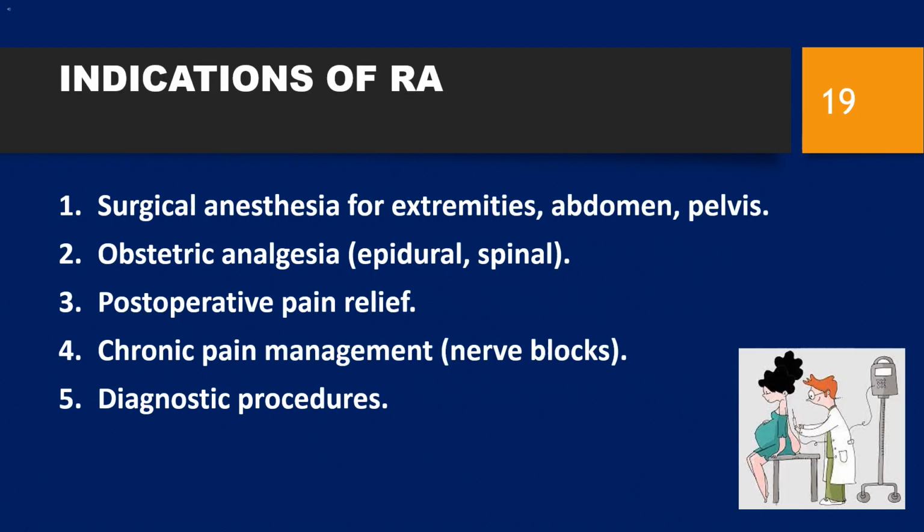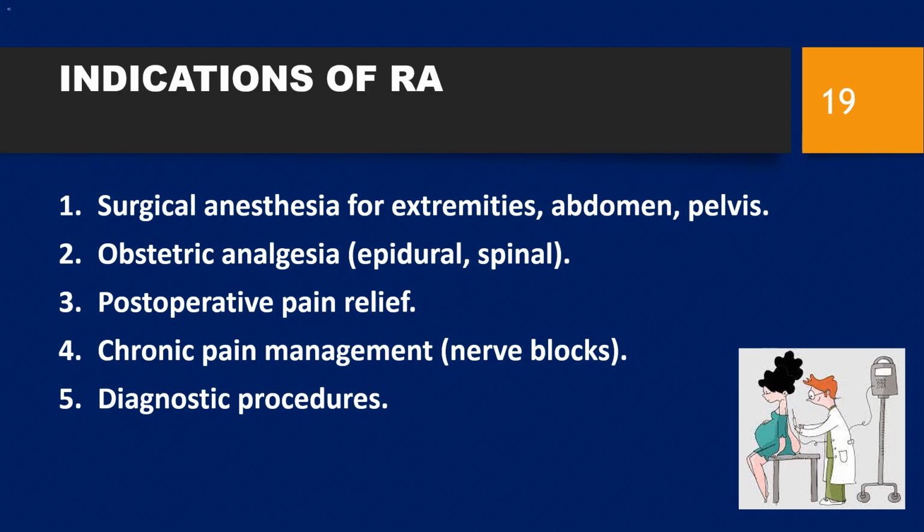Indications of regional anesthesia, RA. 1. Surgical anesthesia for extremities, abdomen, pelvis. RA provides effective pain relief for surgeries involving these areas, reducing the need for general anesthesia. 2. Obstetric analgesia, epidural. Spinal RA is widely used for pain management during childbirth, offering effective relief with minimal fetal exposure to anesthetics. 3. Postoperative pain relief. RA can provide prolonged pain relief after surgery, reducing the need for opioids and improving patient comfort.